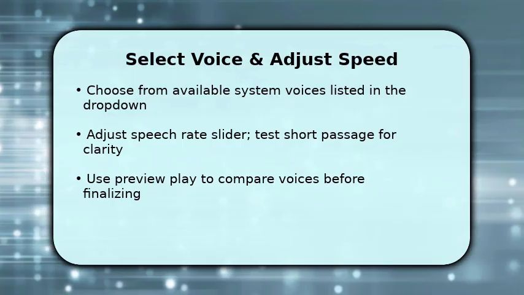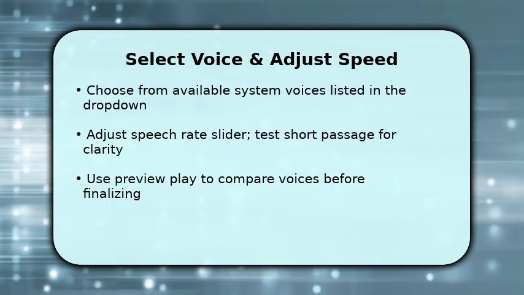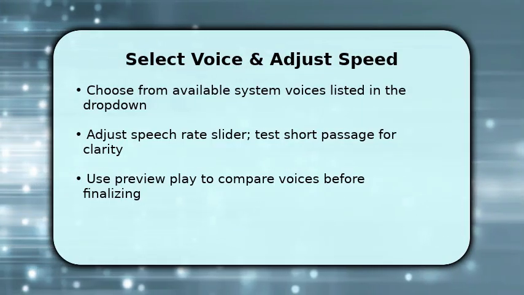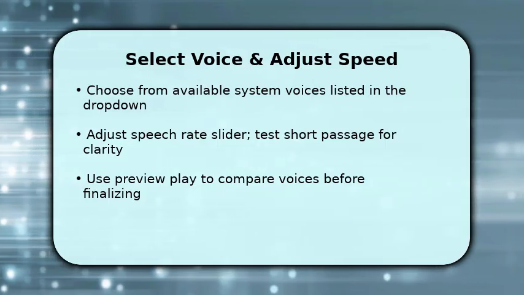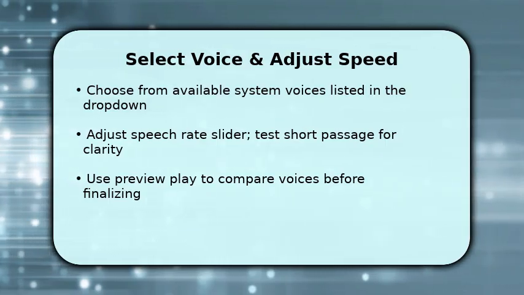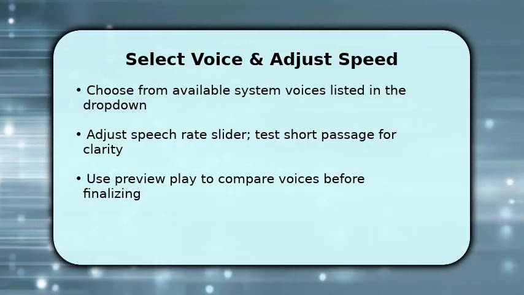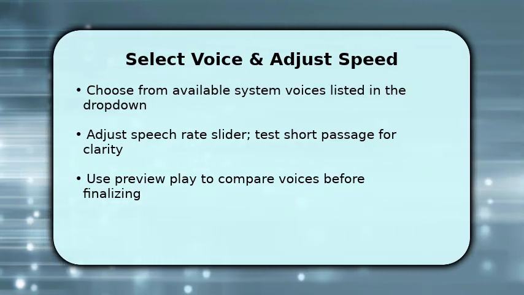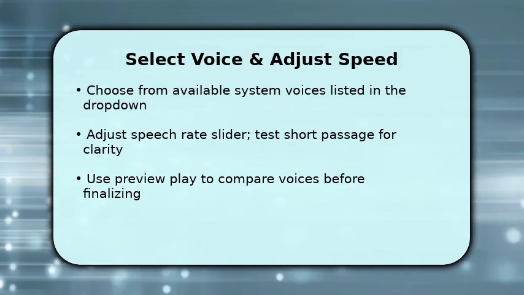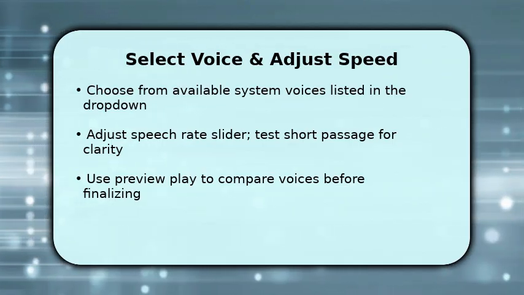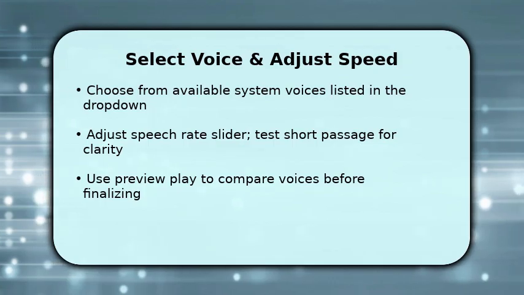Now you select the actual voice and adjust how it reads. Click the voice drop-down to choose among installed system voices. Pick one based on gender, accent, or clarity. Then move the speed slider to faster or slower. Slower helps comprehension, faster saves time. You should highlight a short sentence and press play to preview each combination, because auditory differences are subtle.